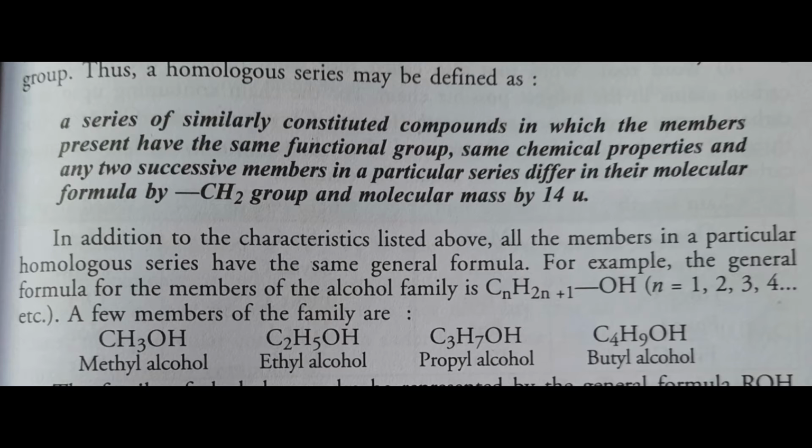You may give any example here from any functional group. Here it is given about alcohol, CnH2n+1 OH. This is the general formula for this alcoholic family homologous series. Then members are given: methyl alcohol CH3OH, C2H5OH ethyl alcohol, C3H7OH propyl alcohol, C4H9OH butyl alcohol. Likewise, you may give any example of other functional groups.